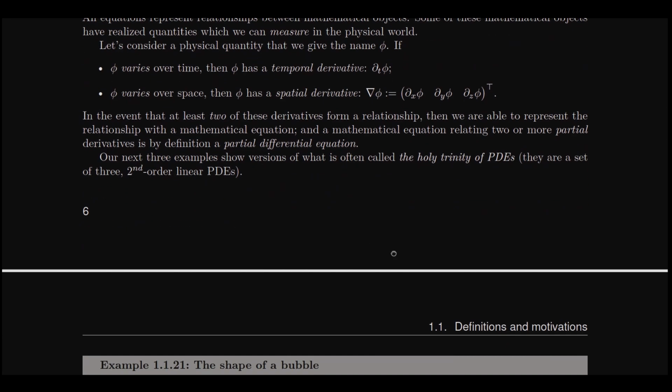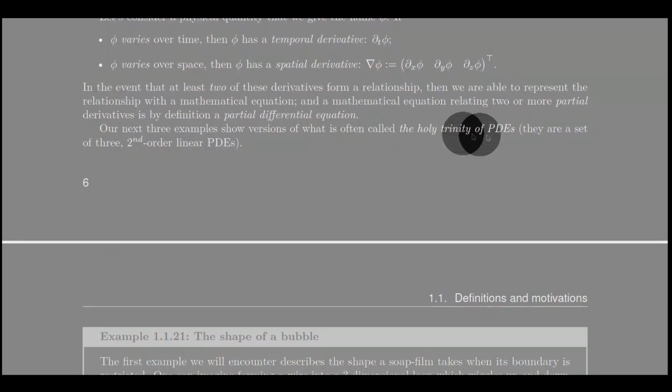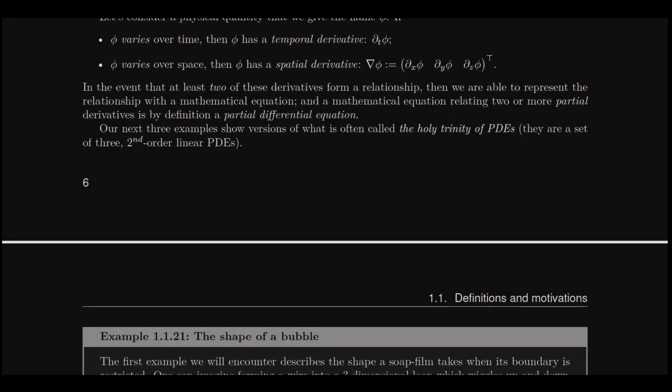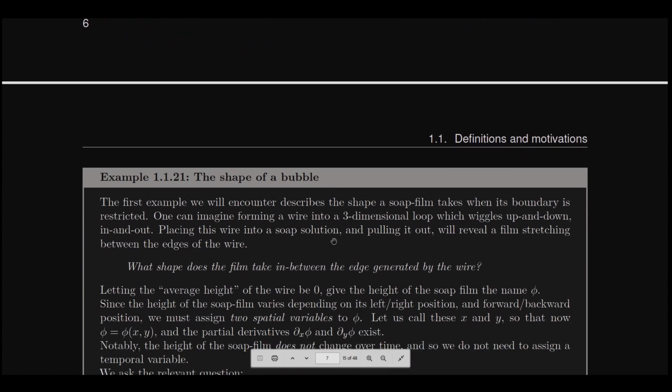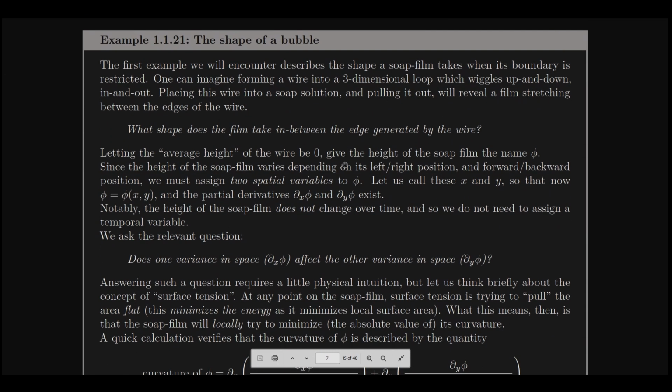We're going to look at some examples of what is often called the holy trinity of PDEs. And these are second order linear PDEs. And we'll look at all of these. So the first one is the shape of a bubble.